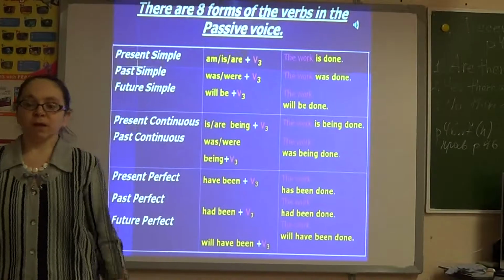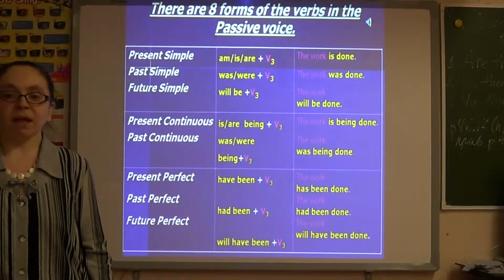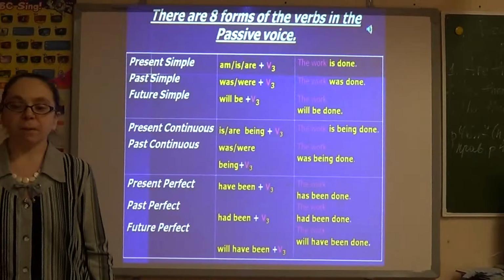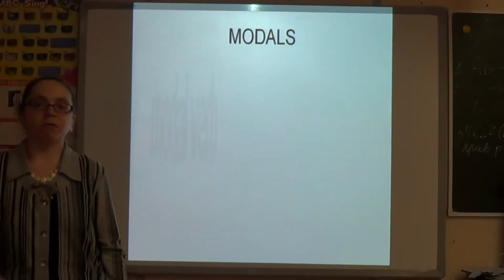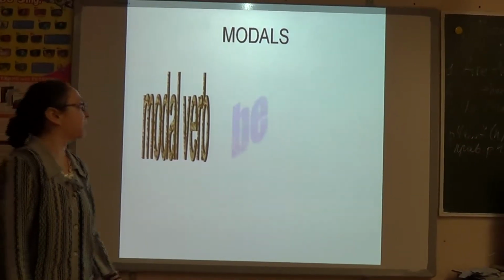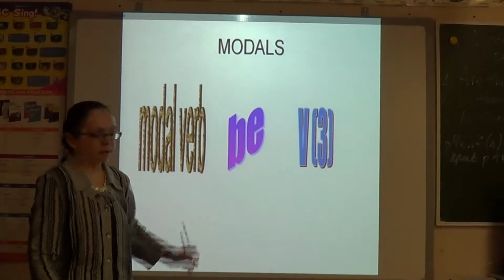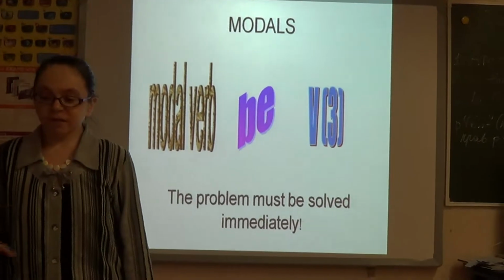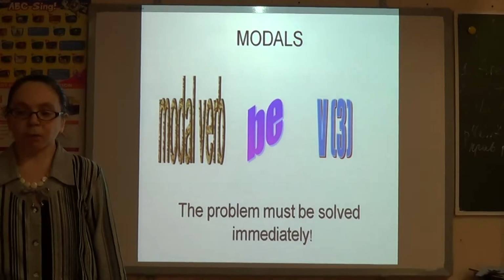So, I hope you've understood this general rule. We put the verb to be in any tense and add the past participle of the main verb. The same rule works to form the passive form of the modals. The modal verb itself plus the bare infinitive be plus the third form of the main verb. The problem must be solved. Somebody, and I don't care who exactly, must solve this problem immediately.